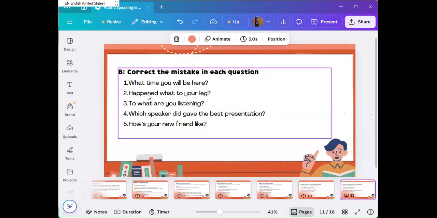Very good. Number four is: Whose speaker did you give? Whose speaker did give the best presentation? So we will erase "did" because this is a subject question. We will not use an auxiliary verb. Which speaker gave the best presentation?